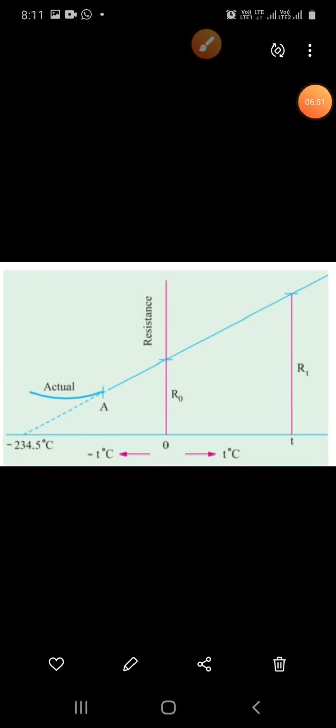See this figure, when we plot the graph between temperature rise and resistance, the graph is a straight line. This is the plot we have drawn, temperature rise versus resistance. So here I am getting a straight line when I plot the graph between the temperature rise and resistance.